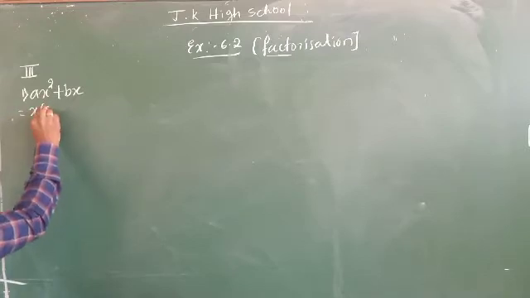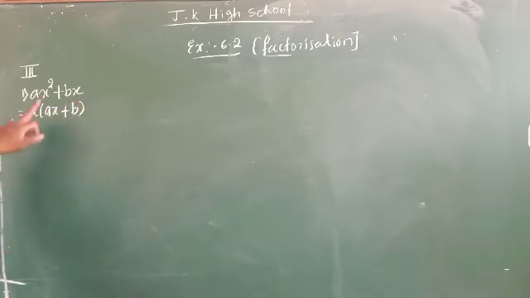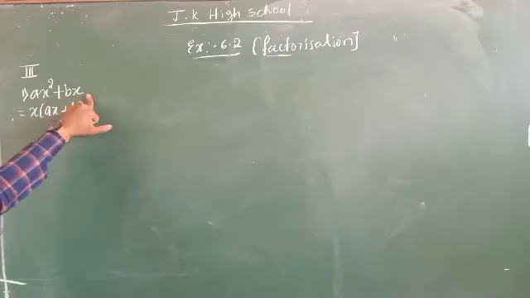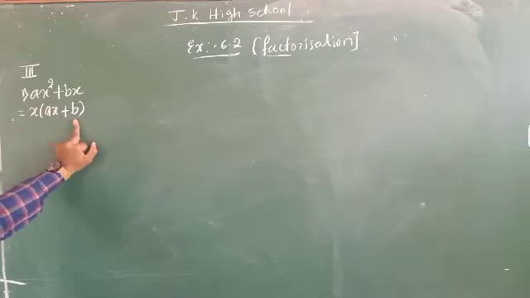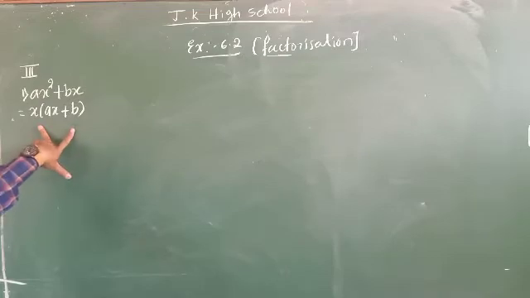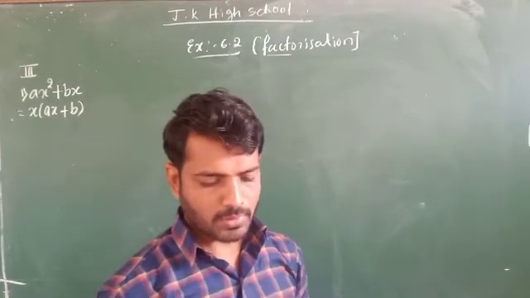So we take x as the common, and the remaining is what? Ax plus b. Because here two x values are there, one x just came out, so the remaining is ax. Along with the b, x is there, so we have taken x outside, and the remaining value is b. So x into ax plus b are the factors of ax square plus bx. Okay, children, solve question number 2.